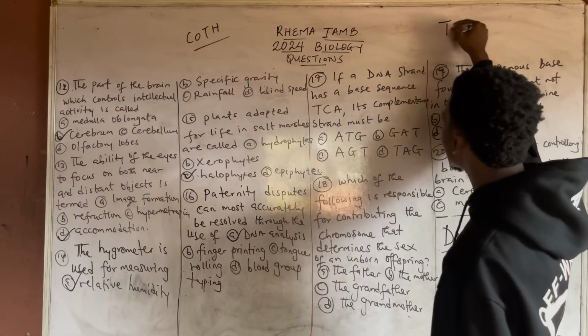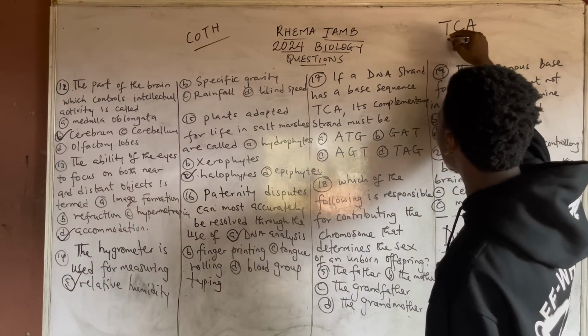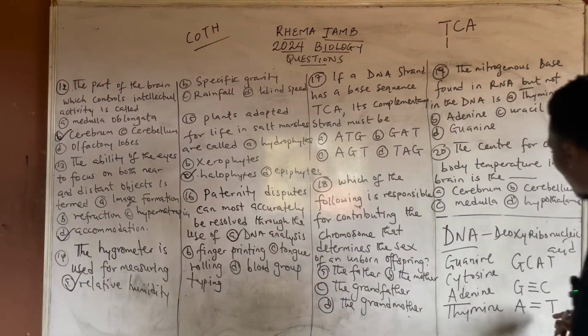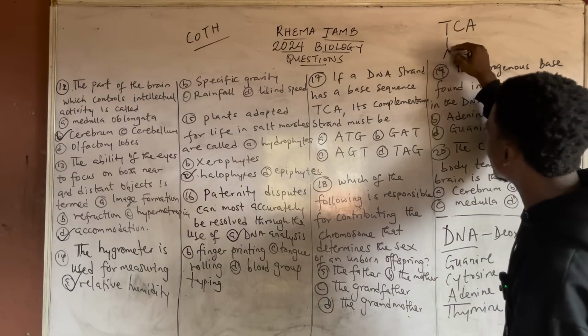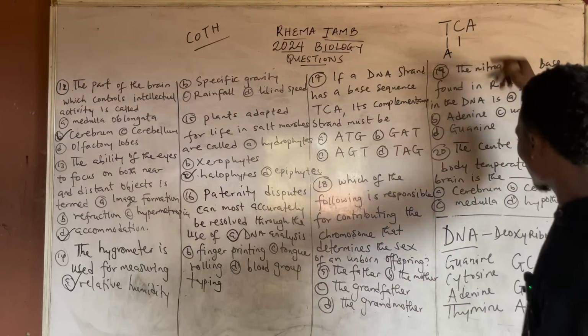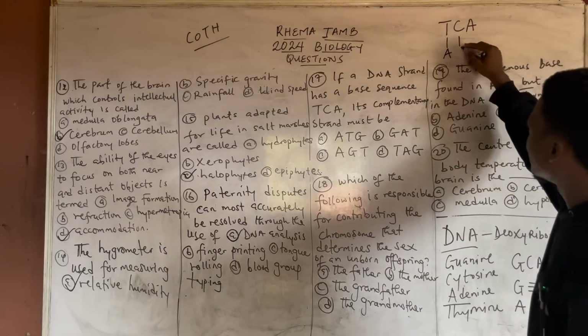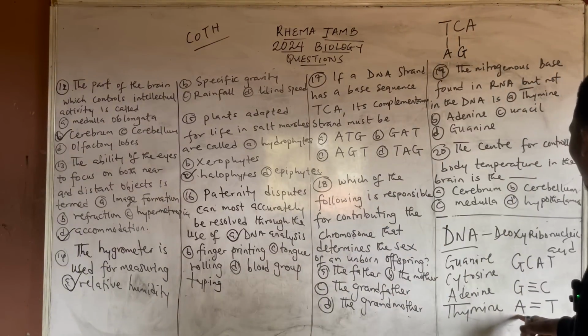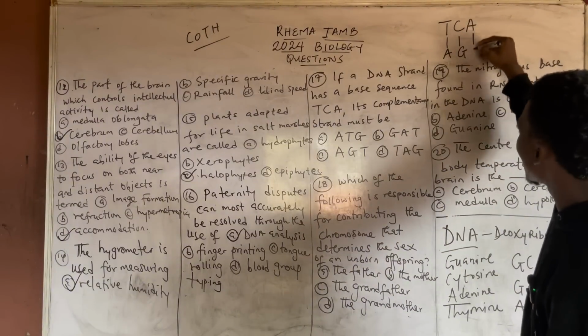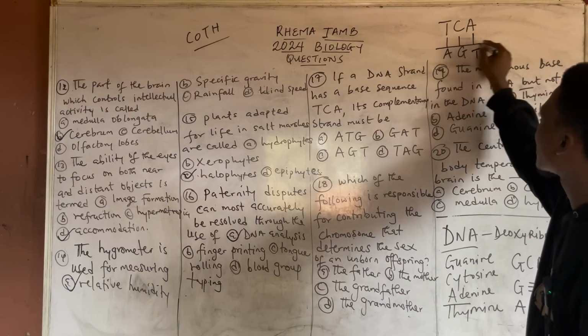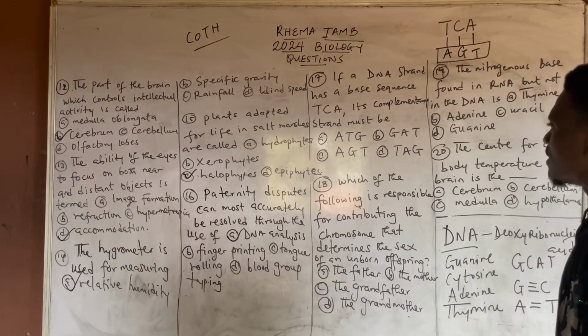They said TCA. Of course, you know thymine always pairs with what? Let's check. Thymine always pairs with what? Adenine, which is A. Then cytosine always pairs with what? Guanine, which is G. And adenine always pairs with what? Thymine, which is T. So the correct answer to this question is AGT.